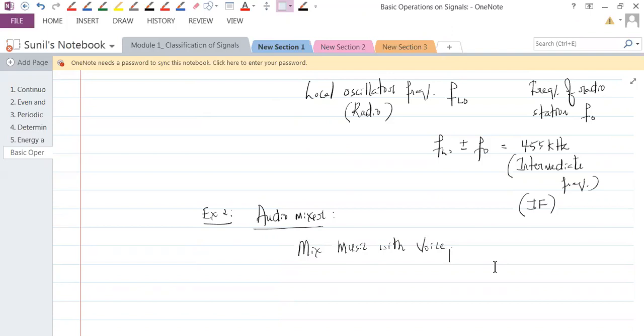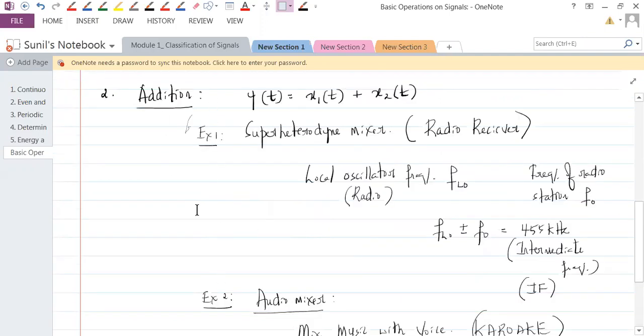What is that called? Anybody? Have you not listened to that? No? I think you should be able to understand all that. It is karaoke. In a karaoke system, there's already recorded music being played in a music system, and we can give voice to that. So in karaoke they use an audio mixer, wherein the music is mixed with voice if it has to be recorded. That is where the addition of signals comes into the picture.